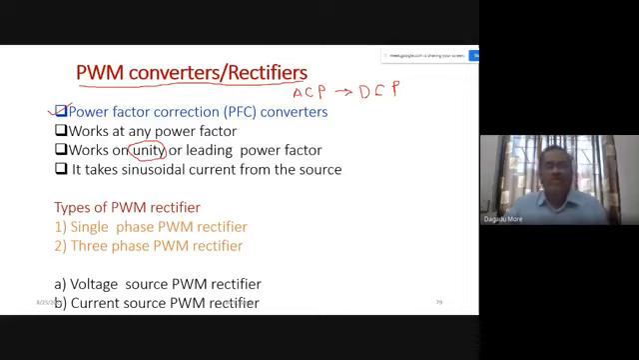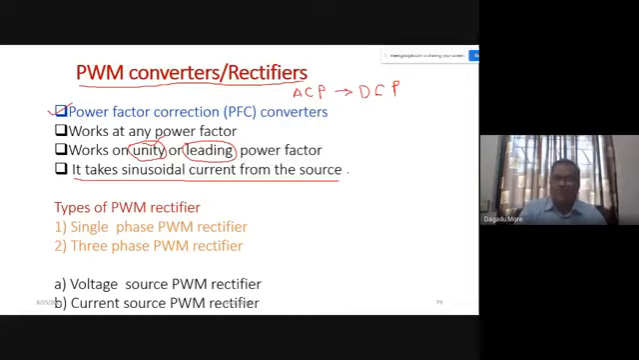Or if you want to compensate the lagging reactive power of other loads, then it is also possible to work with leading power factor. But normally we can say that we neither take reactive power from the supply nor give reactive power to the supply or grid. In that case, operation at unity power factor is preferred. And very, very important, it takes a sinusoidal current from the source.